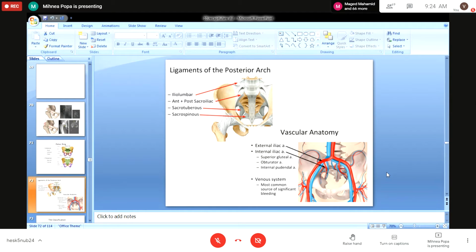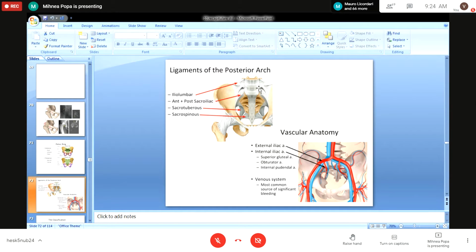bleed a lot, and the hematoma that will be produced will be very high, and the patient will lose a lot of blood really, really quickly. So this type of fracture must be treated as soon as possible, because if they are not treated, the patient can die through exsanguination. Again, we can see here the image of the pelvis, but also with the ligaments. You can see that a lot of ligaments are in the posterior part.